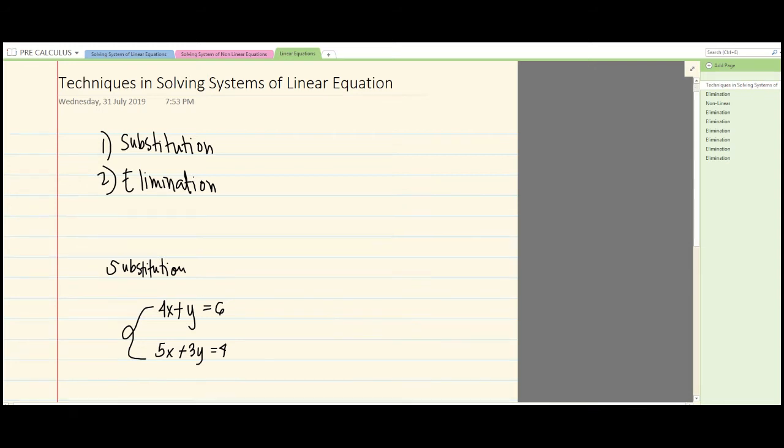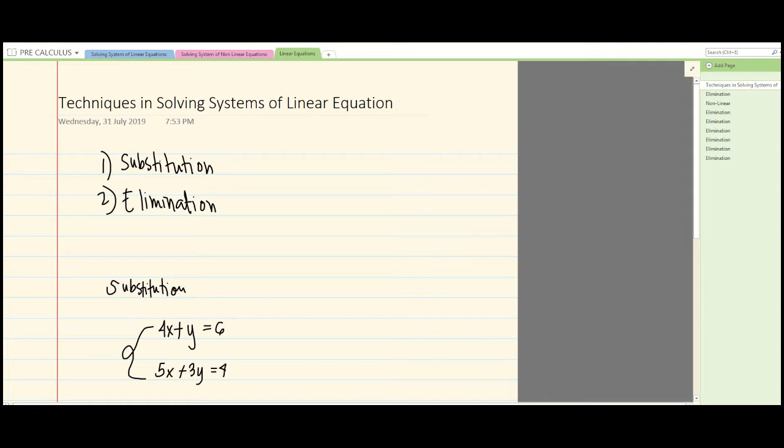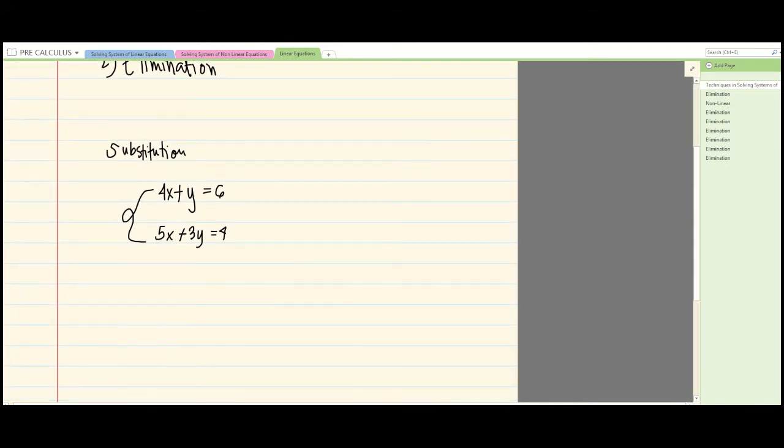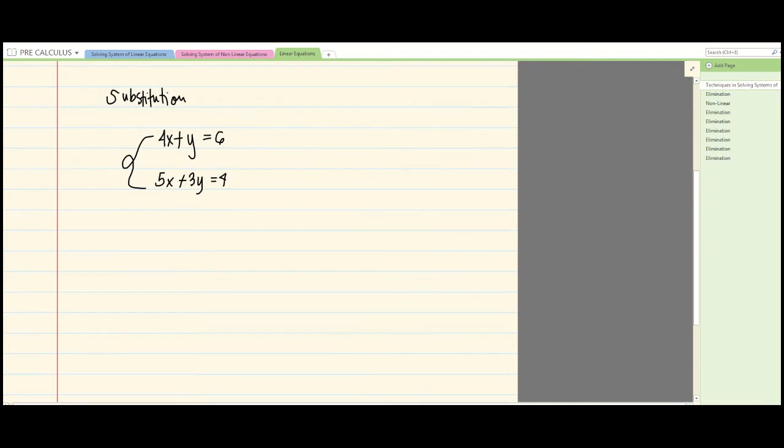Today we will discuss the techniques in solving systems of linear equations. We have two techniques, substitution and elimination. Here we have an example of substitution. To solve this, we copy and label this as equation 1, and this will be equation 2.